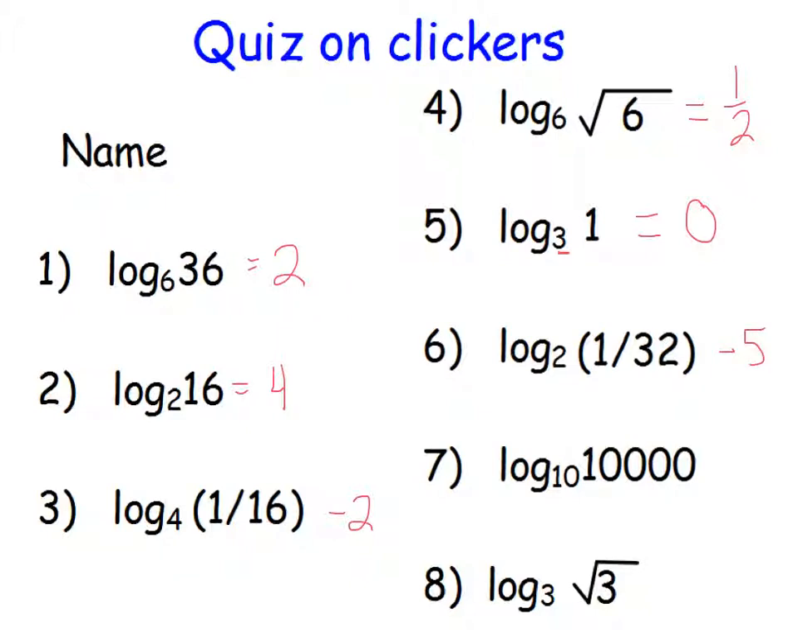All right, this next one, 10 to what power is 10,000? That would be to the 4th power. And last one, 3 to some power gets me a square root of 3. Again, anytime you're square rooting, you should have a 1/2 power. All right, hopefully you did well on that. Let's go ahead and move on.